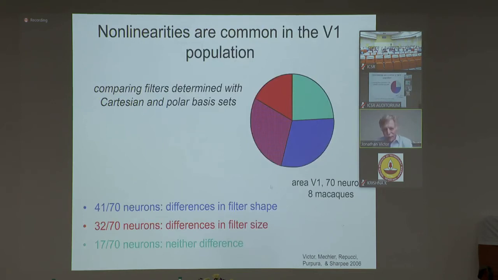So just to summarize what we found across the population, this was 70 neurons in the macaque monkey. For only a quarter of them did we find that the linear-nonlinear cascade model had a hope. For three quarters of the cells, the filter function that we extracted differed in orientation or size or magnitude or both, depending on whether we used the Cartesian or the polar functions.